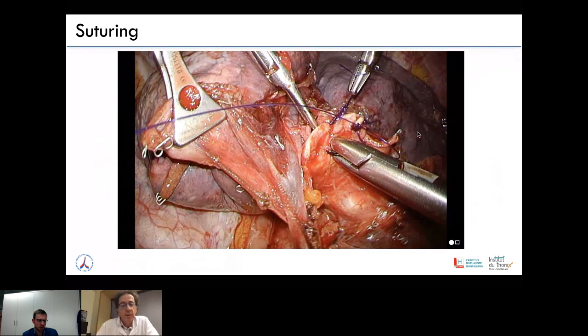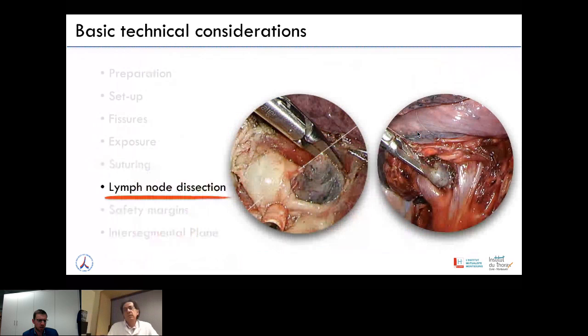The question here is, what do you use for material? Do you use PDS, I think? Yeah, PDS 4.0 usually, yes. 4.0, yeah, okay. So resorbable, long-lasting suture for 4.0, okay.